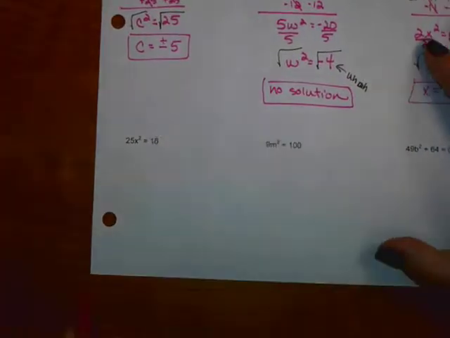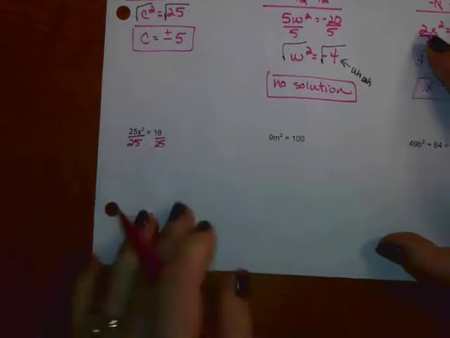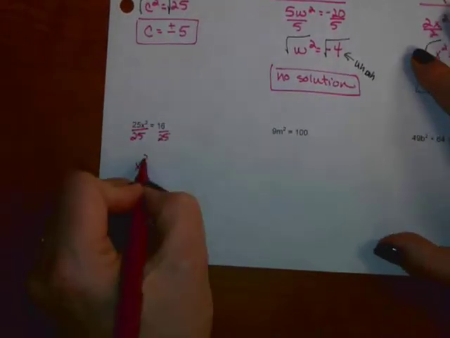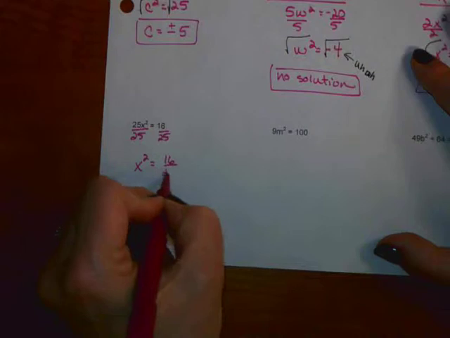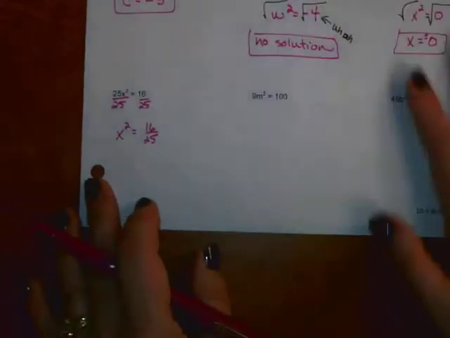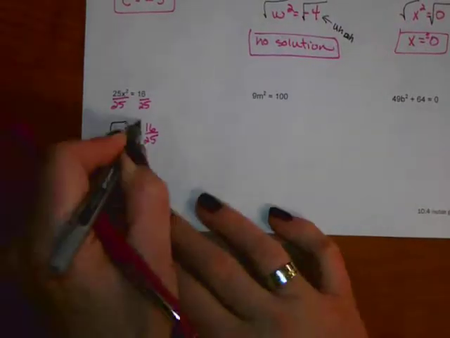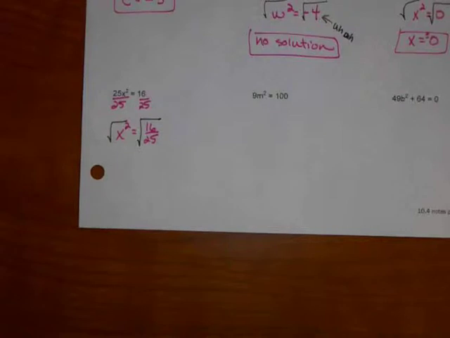Okay, so I'm going to divide both sides by 25 because, again, I'm trying to get x by itself. So I have x squared equals 16 over 25, but what do you notice about both these numbers? Do you notice anything? They're both perfect squares, right? So, okay, I don't want x squared. I've got to take the square root of both sides.